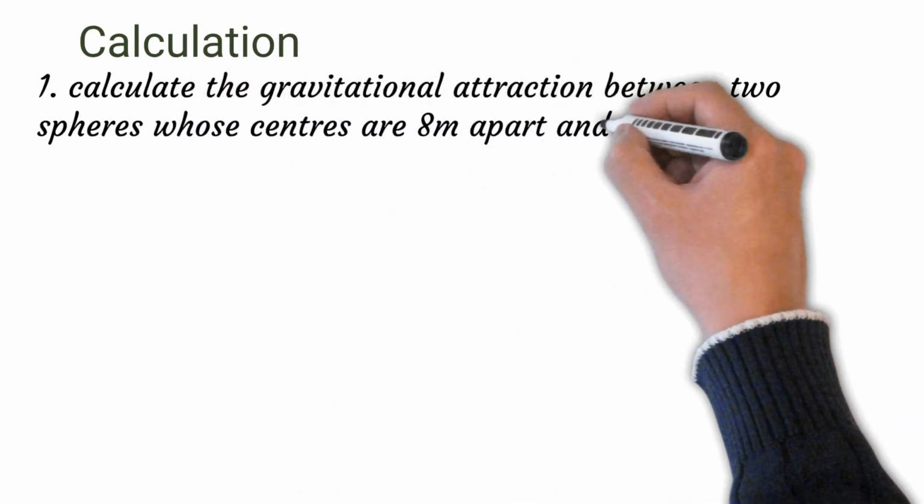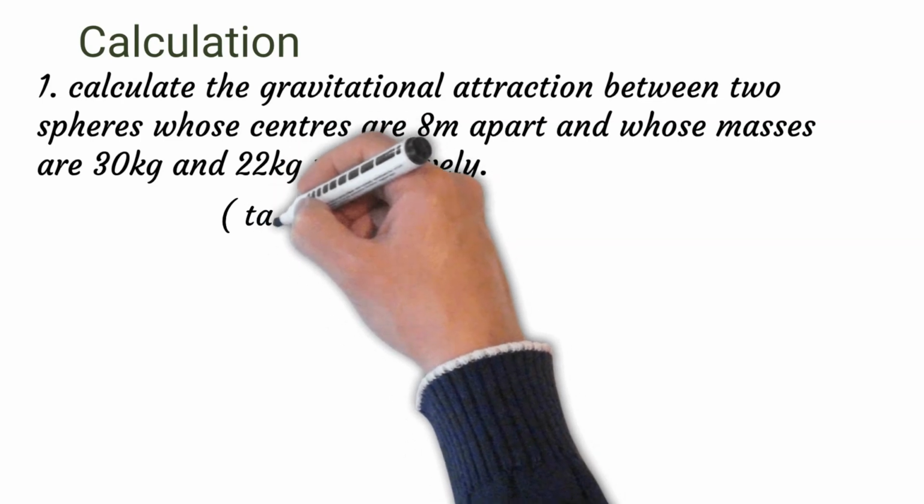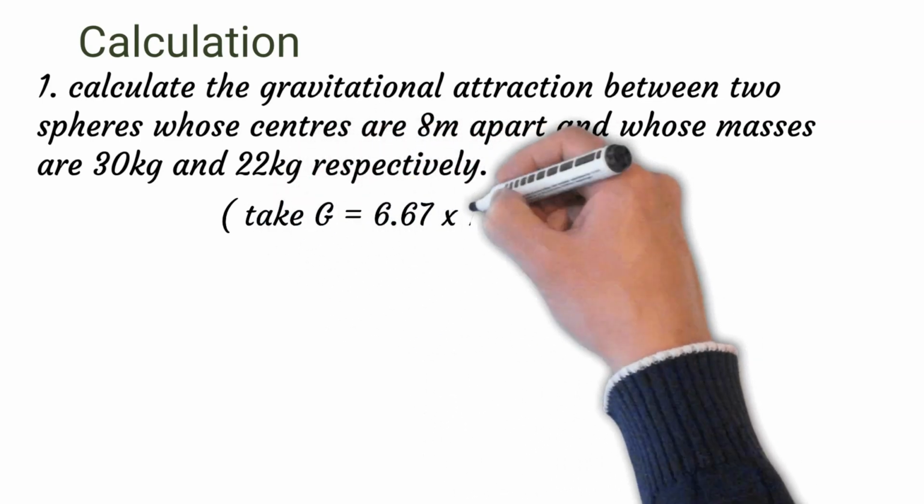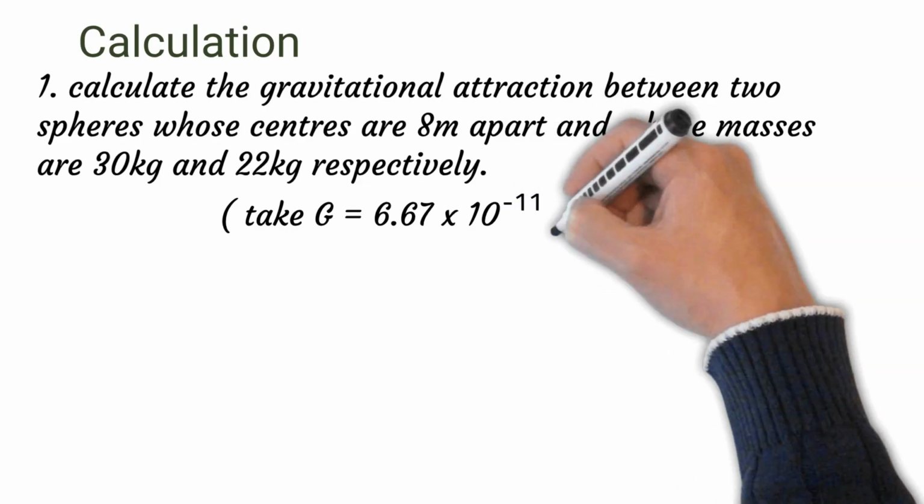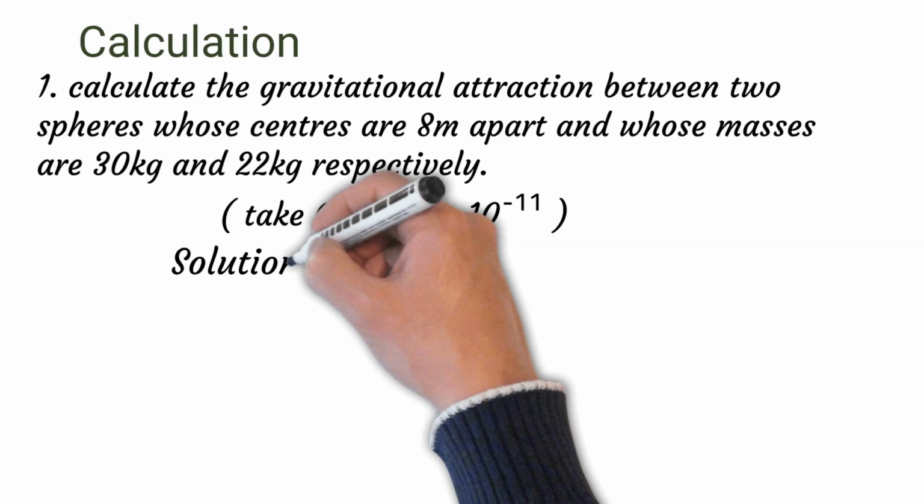Okay, now let's look at some calculations with the formulas we have gotten. Example 1: calculate the gravitational attraction between two spheres that are 8 meters apart and the masses are 30 kilogram and 22 kilogram. Don't forget G is a constant, 6.67 times 10 to the power minus 11. Solution.